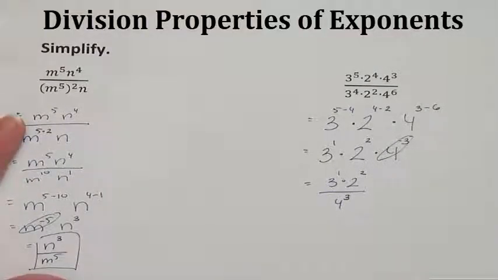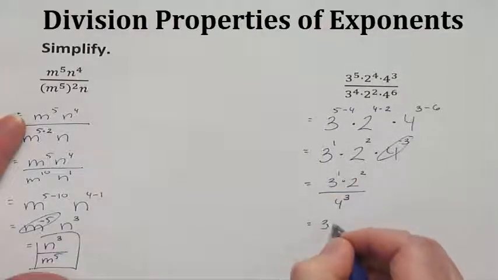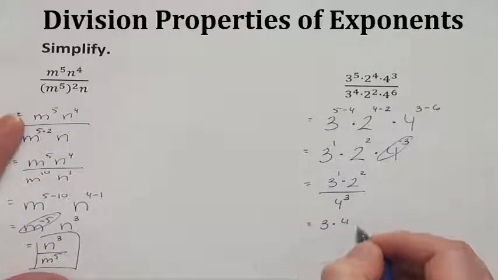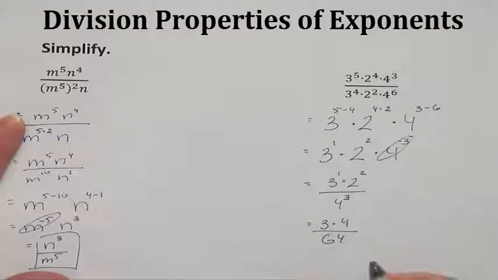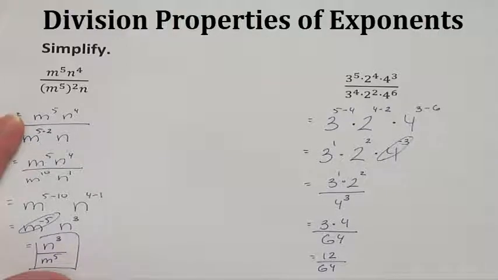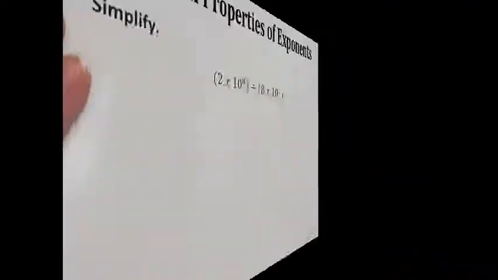So now you need to finish simplifying by actually finding out the values. 3 to the first power is 3 times 2 to the second power is 4, all over the bottom. 4 to the third power is 64. Now what is 3 times 4? 3 times 4 is 12. So I have 12 all over 64. If you can simplify these numbers, you need to. 12 and 64 both have a common factor of 4, so we divide both the numerator and the denominator by 4. And I end up getting 3 over 16 as my final answer. Nothing else goes in, so we're done.